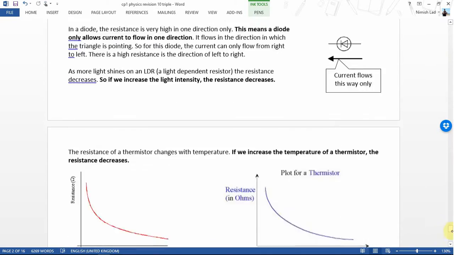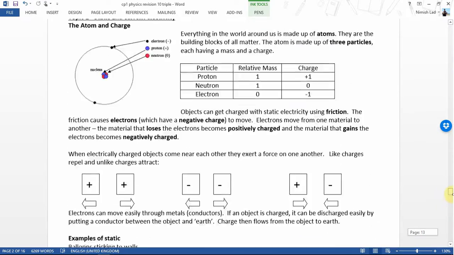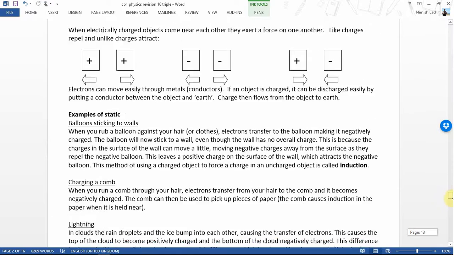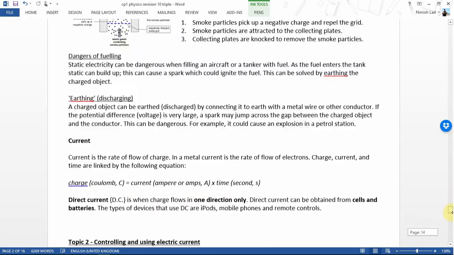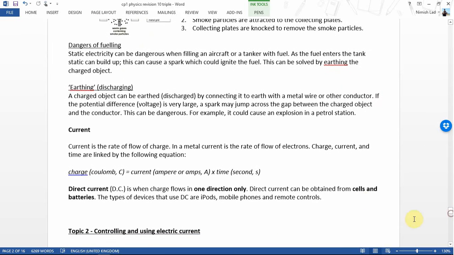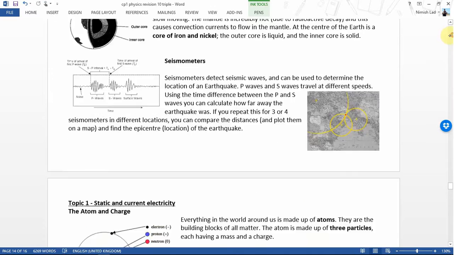Okay, so we go right to the end of this. There we go. So you've got the idea of AC and DC. Direct current is when current flows in one direction only. AC, remember, flows in both directions. It says over here current is a flow of electrons. Charge, current and time are all linked, and there's the equation that links everything like that. Okay, next.